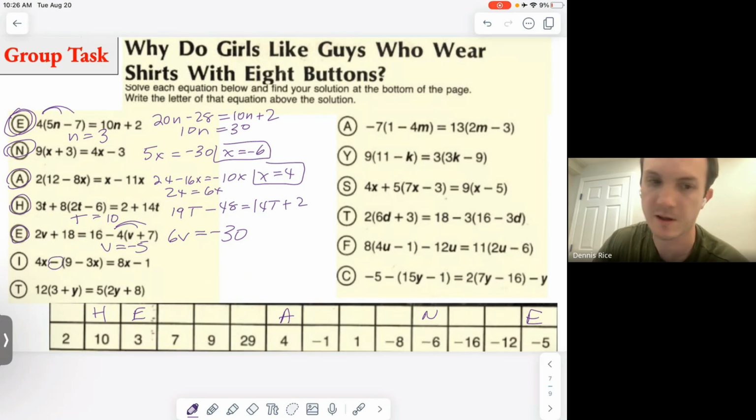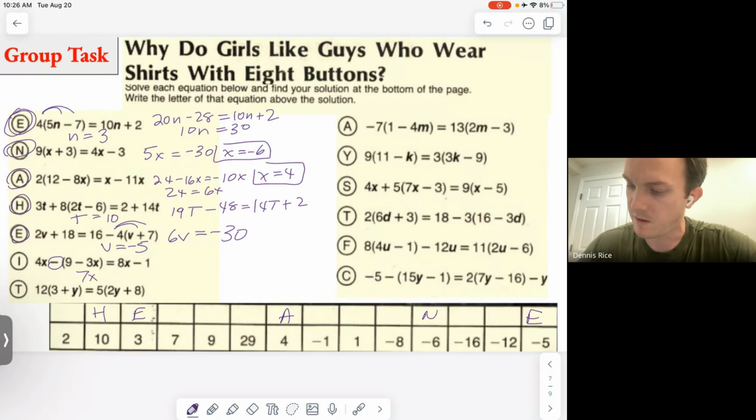Be careful with this. Everyone look at I, the one I'm up to. When there's a negative in front of a parentheses, you do have to distribute that. So don't forget about that. So it actually becomes plus 3x. So 7x minus 9 equals 8x minus 1. That's going to be x equals negative 8, I believe.